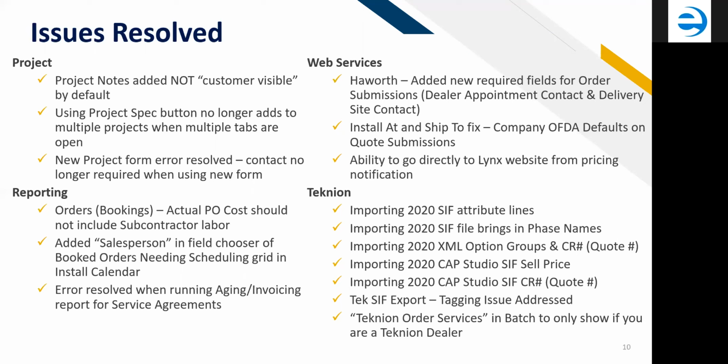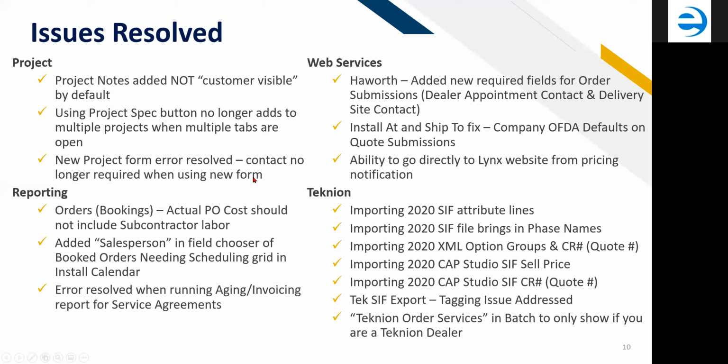We also resolved the error that was taking place on the new project form, again, something that came out on the last update. I believe it's in your main tool menu, new project. There's a quick way to add a project using that new project form. Before, it looked like the contact wasn't required, but yet you couldn't actually leave the contact off. So now you don't have to have a contact when using that new project form, and you can just add the contact in the project information screen when you're ready.